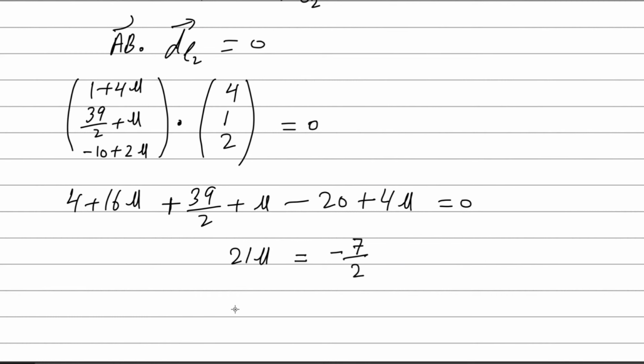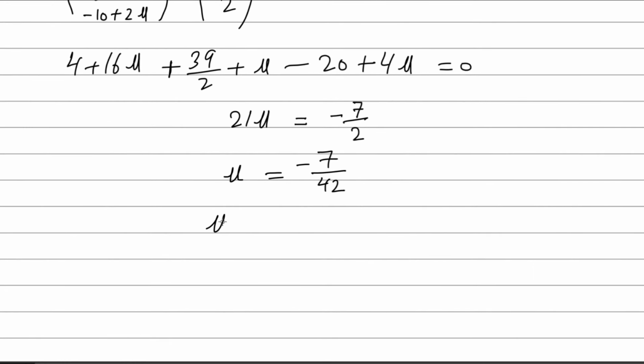21 multiplies here, so mu will be equal to negative 7 over 42. Simplify these numbers, and we get the answer for mu, that is minus 1 over 6. Now we can use this value in OB.